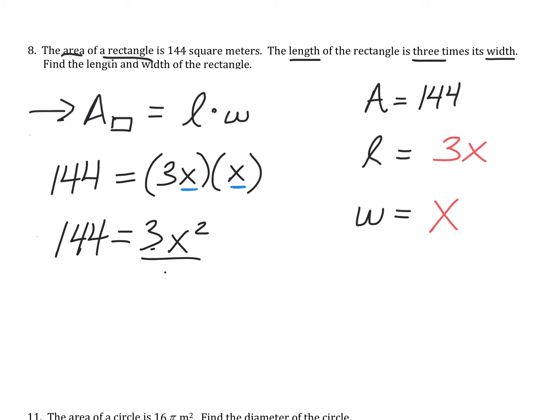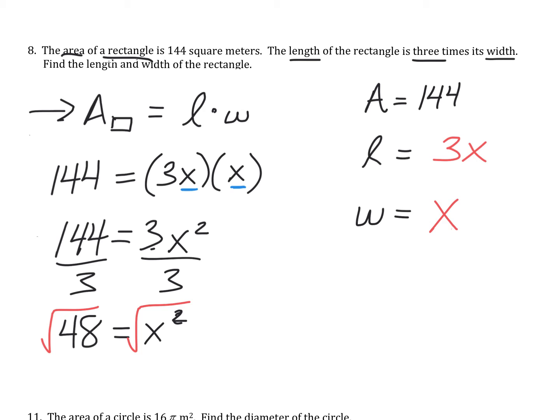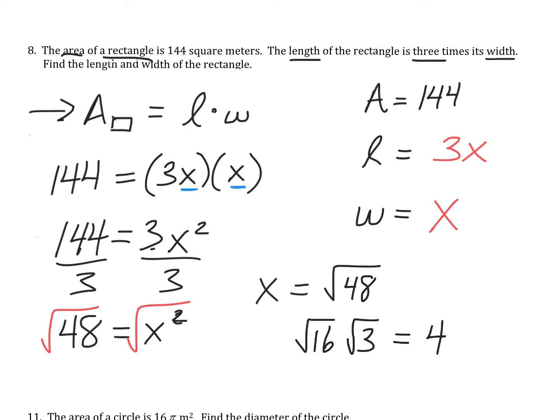First thing I'm going to do is get rid of that 3, which gives me 48 equal to x squared, and the last thing I want to do to get x by itself is just take the square root on both sides. Now in this case, 48 is not a perfect square, so what I'm going to want to do is try to break that down if I can. Now factors of 48 would be 16 and 3, and square root of 16 is going to simplify down to 4. So I end up with 4 square root of 3, or 4 radical 3, as my x value.